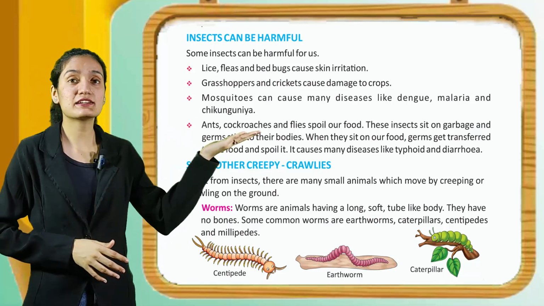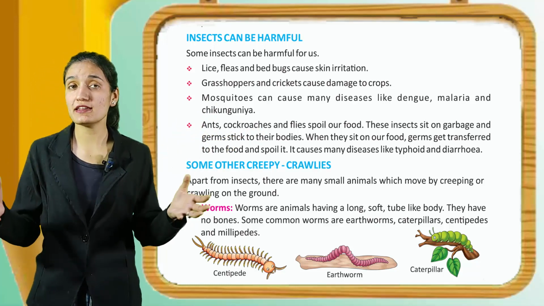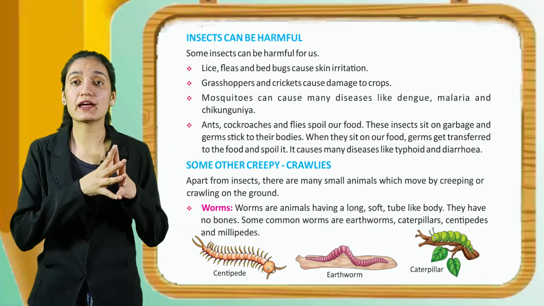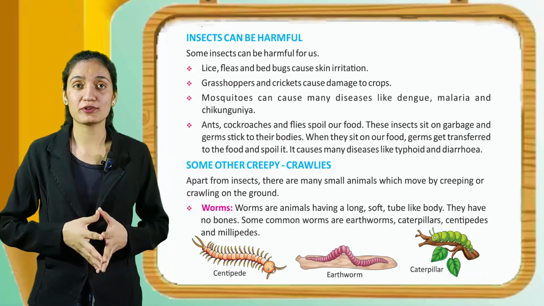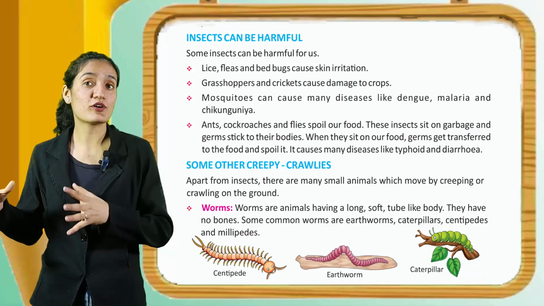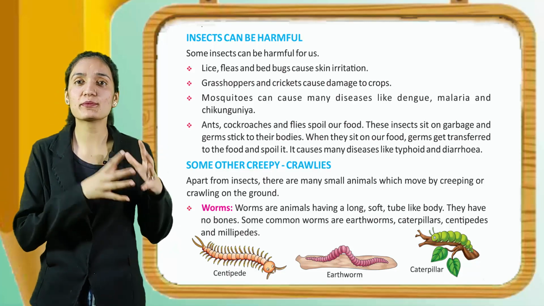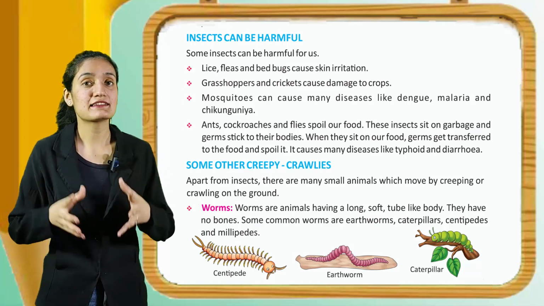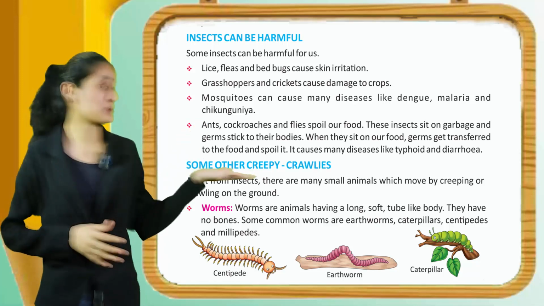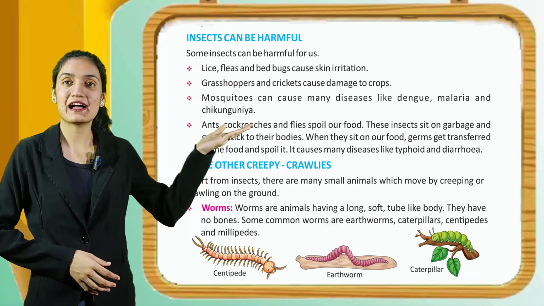Now, some other creepy crawlings. Apart from insects, there are many small animals which move by creeping or crawling on the ground. Worms. Worms are animals having long, soft, tube-like body. They have no bones. Some common worms like earthworm, caterpillar, centipedes and millipedes. You can see the picture of centipede, earthworm and caterpillar.